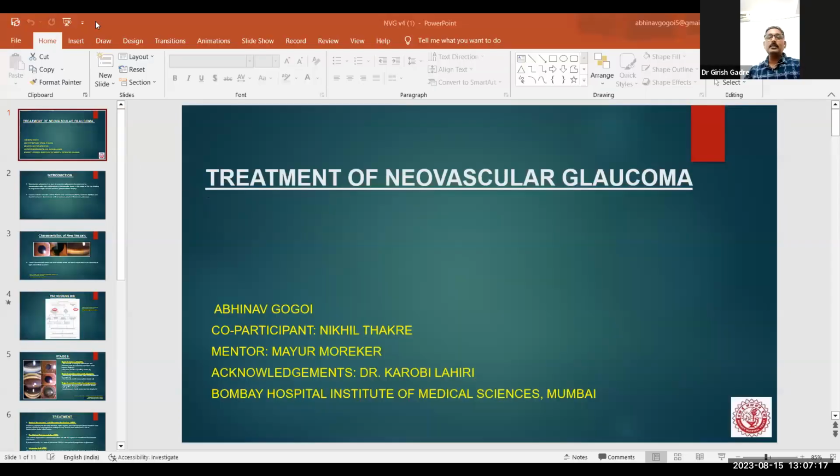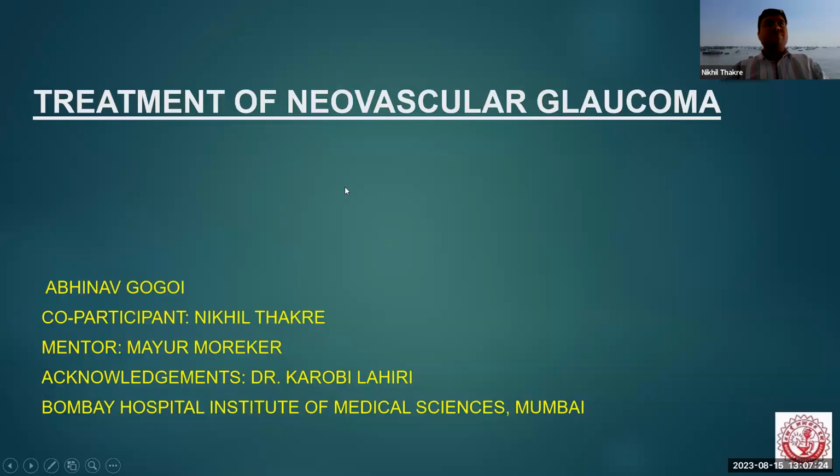What does A stand for in A scan? Amplitude scan. Amplitude time scan. The ultrasound waves that are being used in the probe, they travel and they are reflected back. Its amplitude is being shown, and its relation with the time is shown. And on the basis of that, we calculate the axial length.